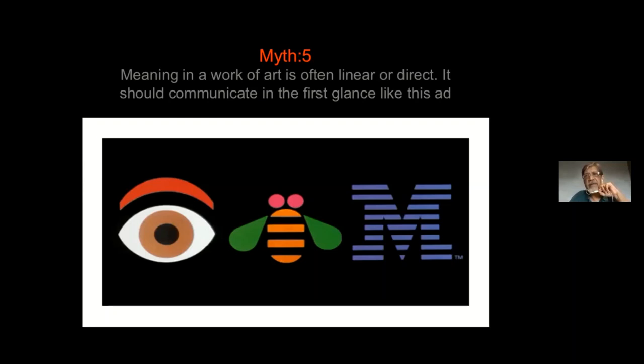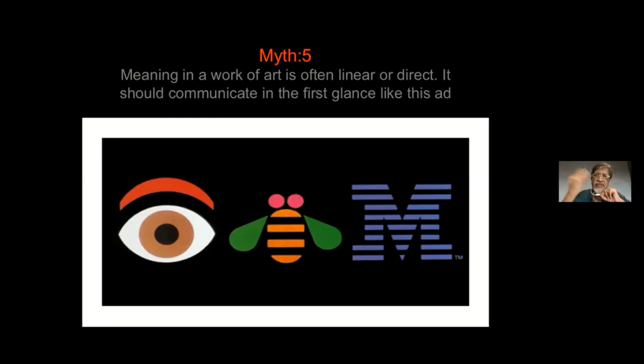It was appreciated. But a painting or a work of art also communicates visually, but the communication does not necessarily happen in a linear way. It's not so direct that you can just look at an image and decode it, like you can decode this image. IBM stands for this, it's a company, and you know what the company stands for. So in a way, the image gets etched in your head.